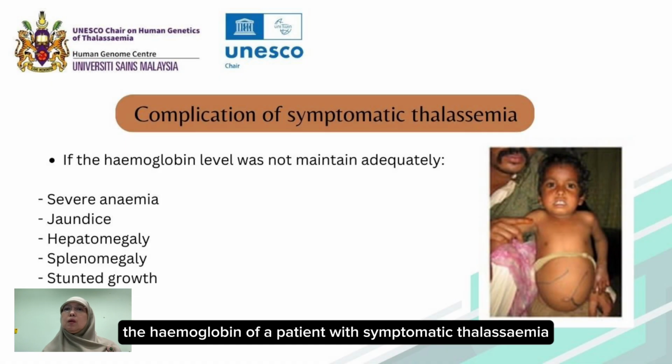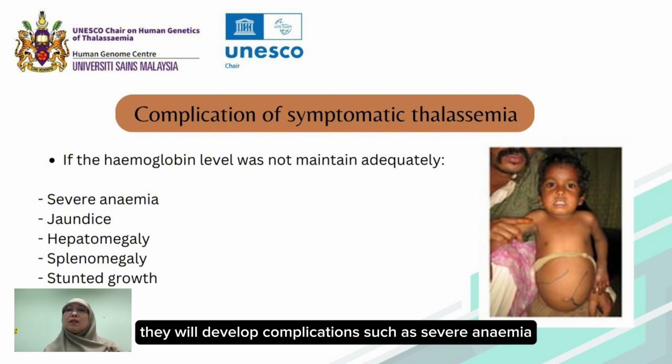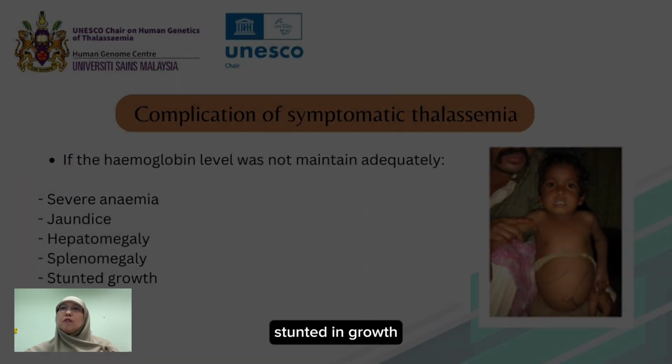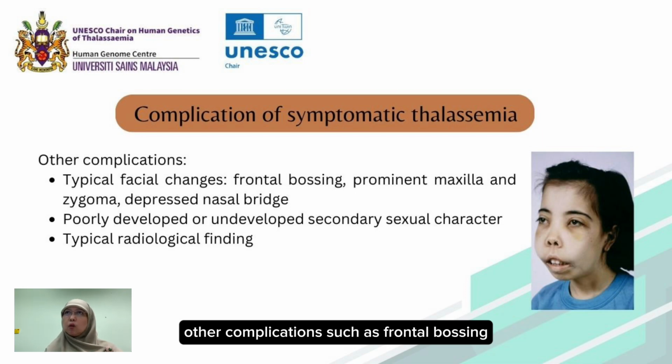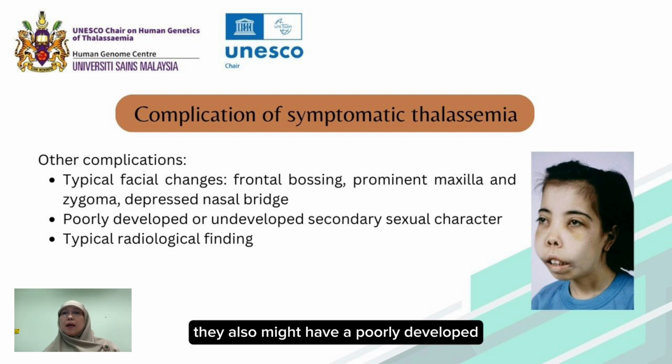If the hemoglobin of a patient with symptomatic thalassemia is not adequately maintained, they will develop complications such as severe anemia, jaundice, hepatomegaly, splenomegaly, stunted growth. Other complications such as frontal bossing, prominent maxilla, and zygoma can also develop due to severe anemia. They also might have poorly developed or underdeveloped secondary sexual characteristics.